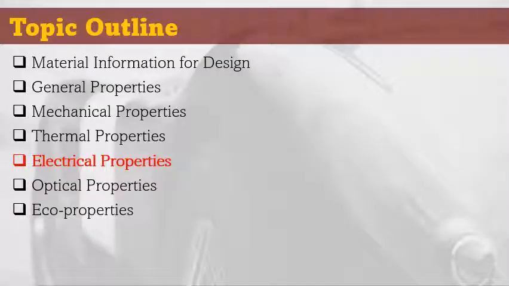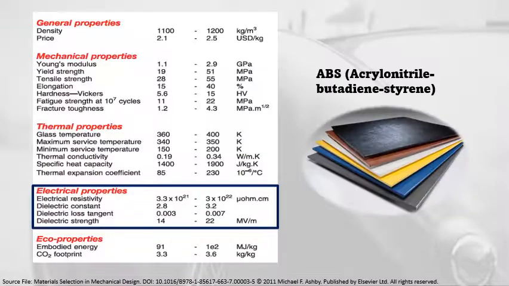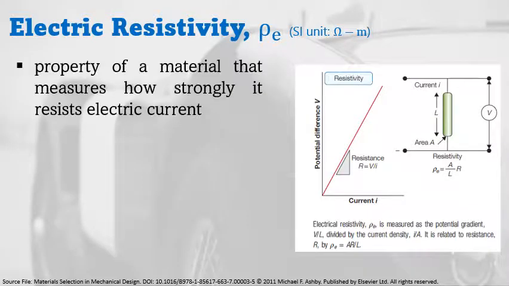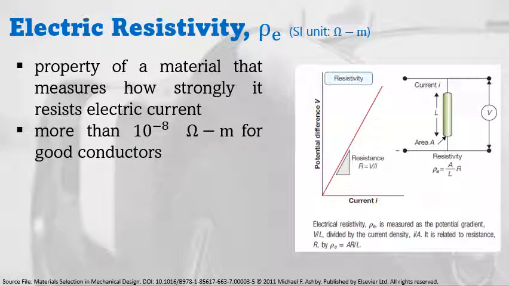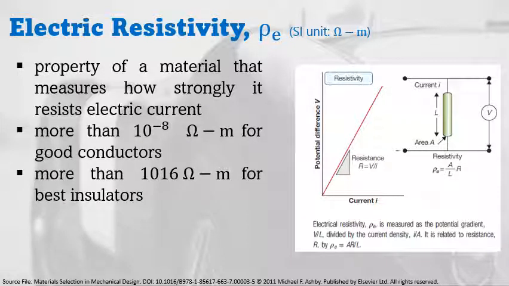Let's move forward to electrical properties. You can see here the different electrical properties for the material ABS. We have electrical resistivity, dielectric constant, dielectric loss tangent, and dielectric strength. Let us discuss some of this, beginning with electric resistivity. This is the property of a material that measures how strongly it resists electric current. It is less than 10 to the power of negative 8 ohm-meter for good conductors and more than 10 to the power of 16 ohm-meter for best insulators.